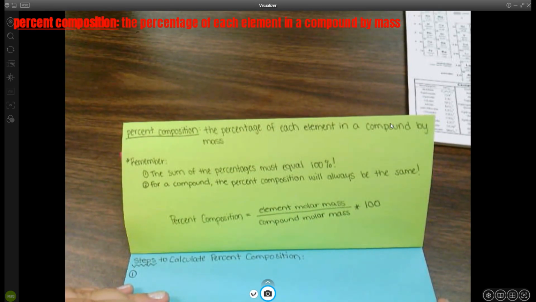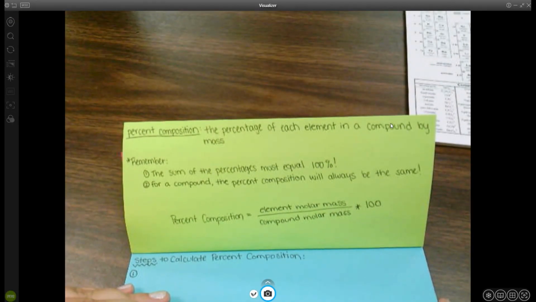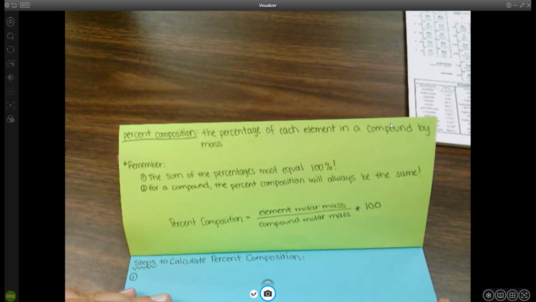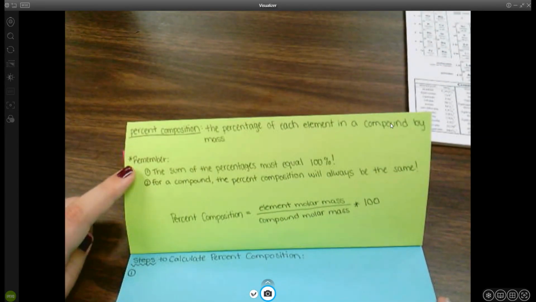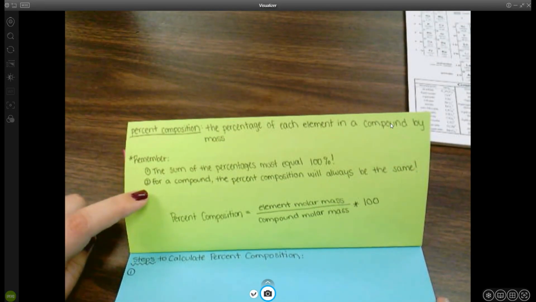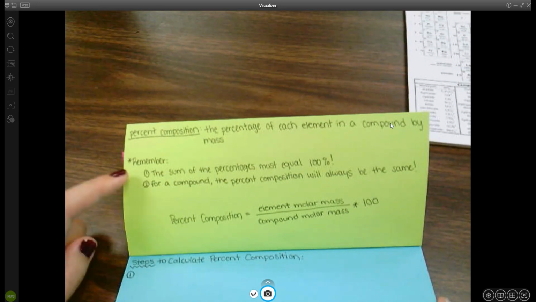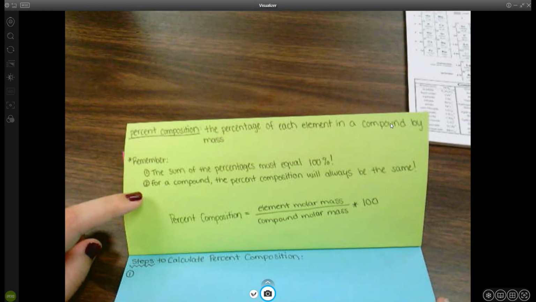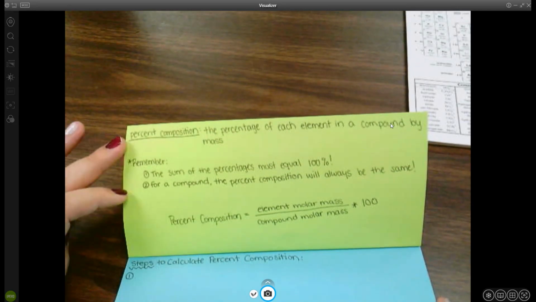And there are a few things we need to remember. The first thing is that the sum of the percentages must equal 100%. The second thing is that for a compound, the percent composition will always be the same. So take a moment to write these three things down.